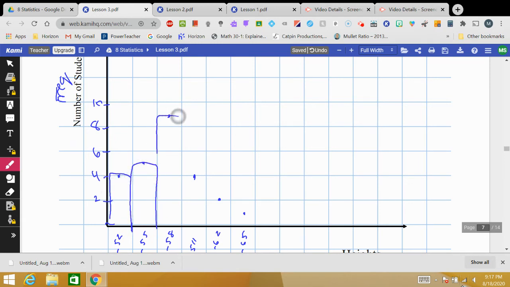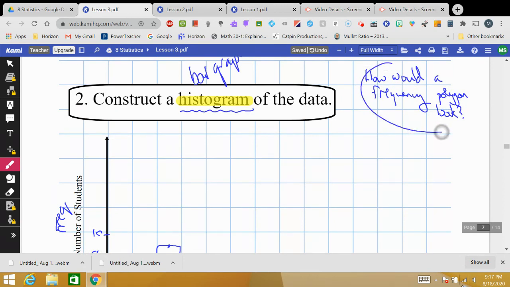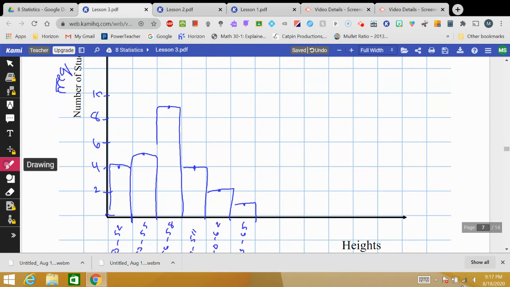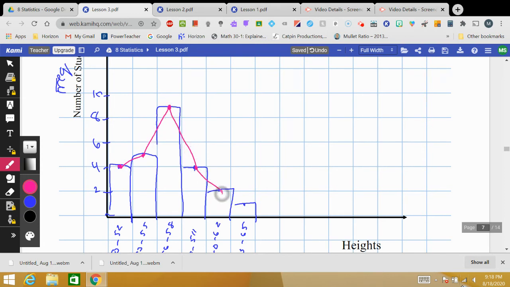Now, you can shade them in if you want, but you don't have to. It's up to you. Now, if I had asked you to draw a frequency polygon instead, then all we would have done with those dots, I'll just do it here in pink, is I would have just connected them with a line, like this. So if you're asked to draw a frequency polygon, it's just a line graph, whereas a histogram is a bar graph. And again, heights of students, and that's all that's involved.